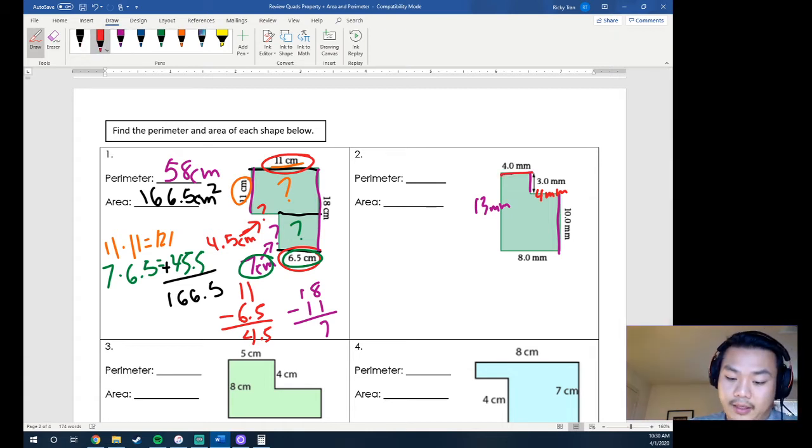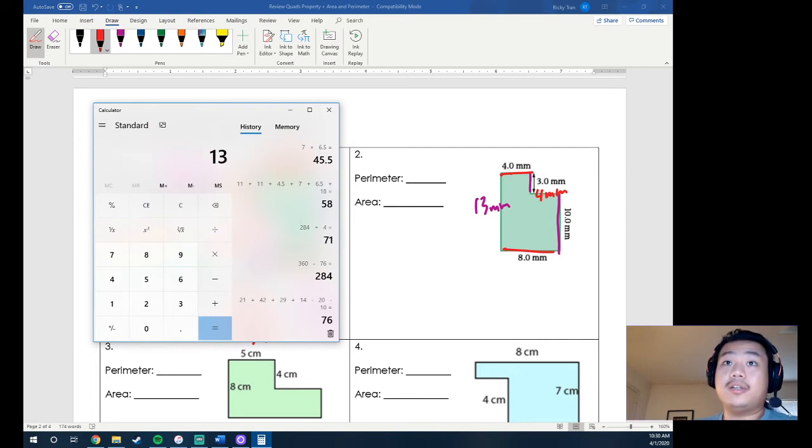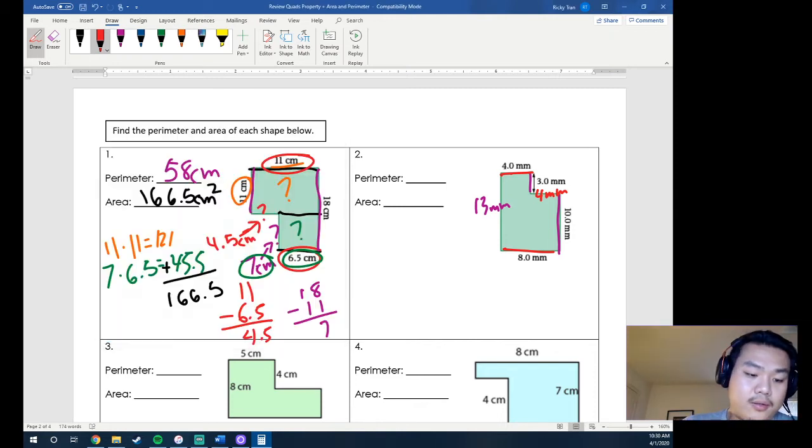So again, this is how you find the red. So we add everything together. Bust out that trusty calculator. Okay. We have 13 plus 4 plus 3 plus 4 plus 10 plus 8, or 42 centimeters for the perimeter.